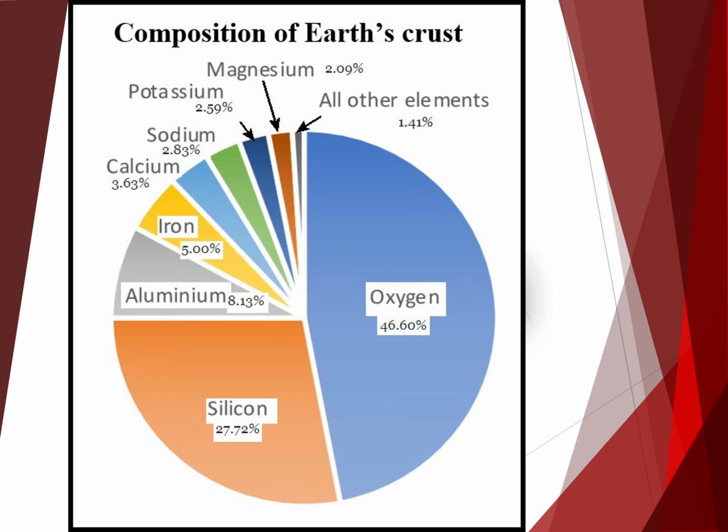The solid exterior of the planet is called the crust. The crust is composed of rocks and minerals dominated by 8 elements. Oxygen coming in at 46.6%, silicon coming in at 27.72%, aluminum coming in at 8.13%, iron at 5%, calcium at 3.63%, sodium at 2.83%, potassium at 2.70%, and magnesium coming in at 2.09%.